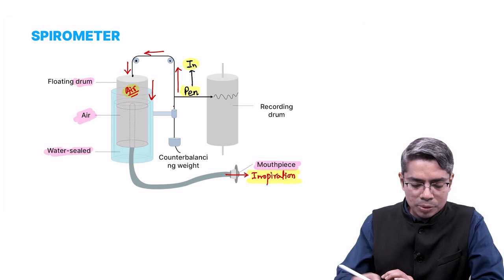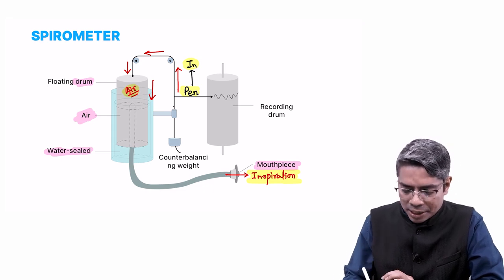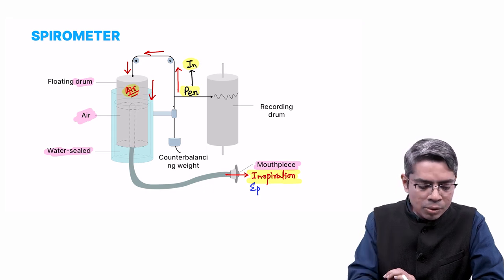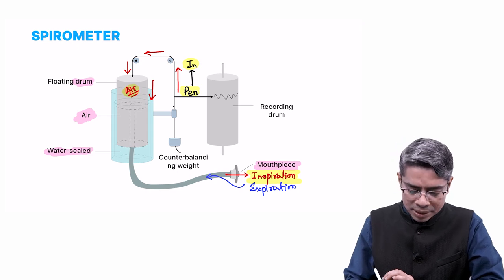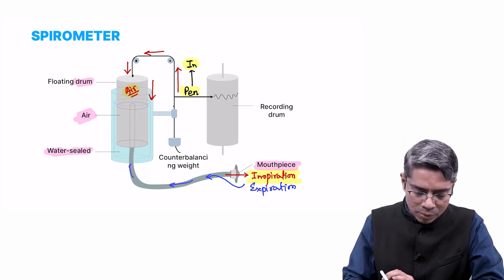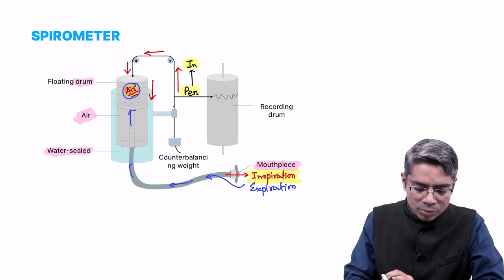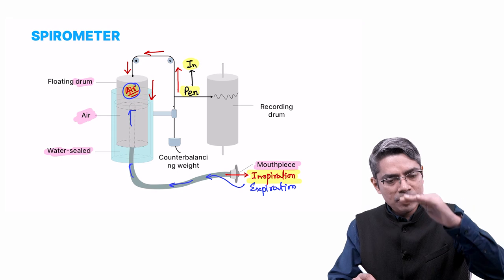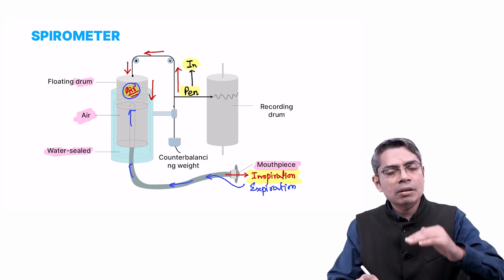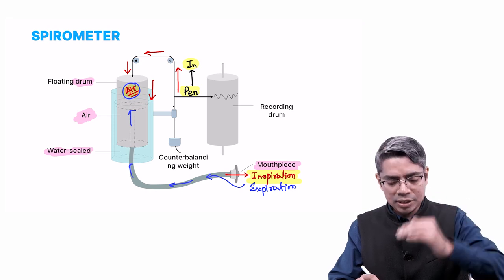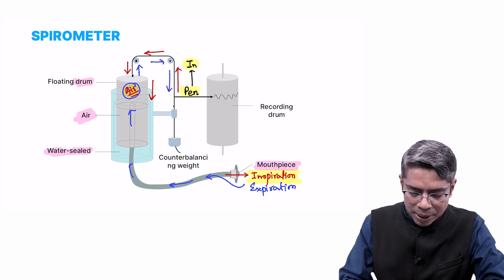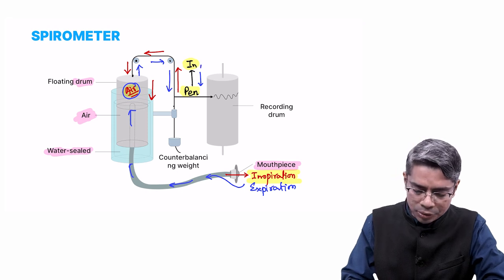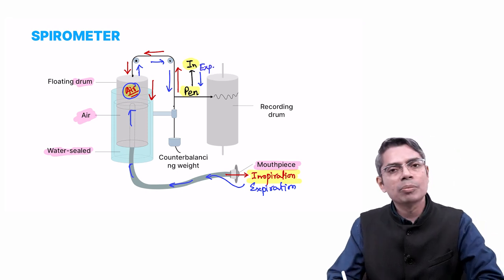Now just think of the opposite thing. When the person is doing expiration, I told you that this is a closed system. So during expiration, the subject is going to exhale into the same system only. Whenever the subject is exhaling into this system, it will increase the volume of the air in the drum. First the drum went downward during inspiration; now the drum is going to float in the upward direction. If the drum is moving upward, the pen will go in the downward direction. So expiration means there will be downward movement of the pen.